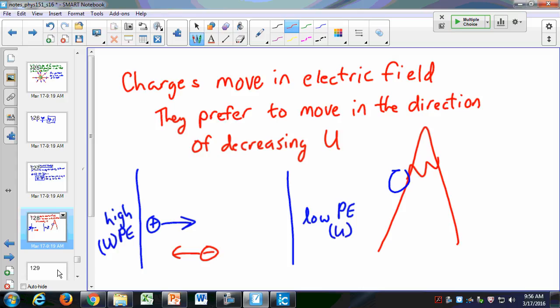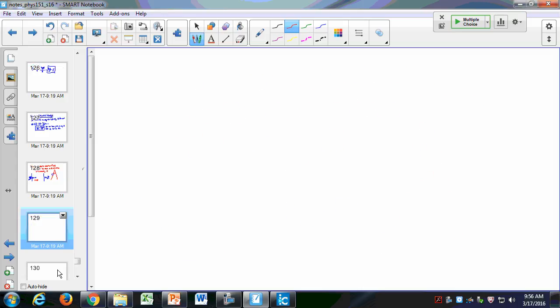Let's see, where are we? Now, that's potential energy, and that's going to be different from electric potential. So let's do a few clicker questions first.